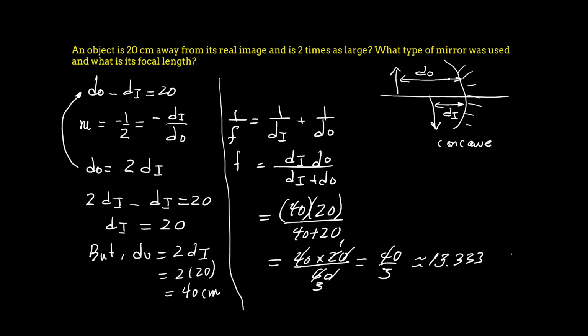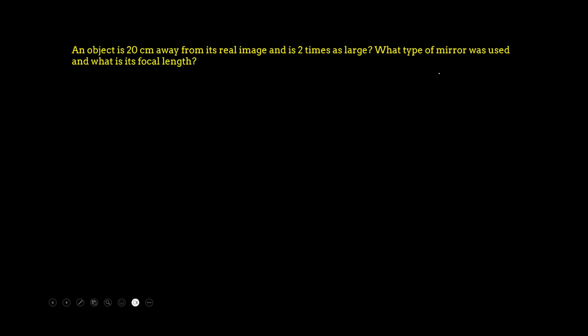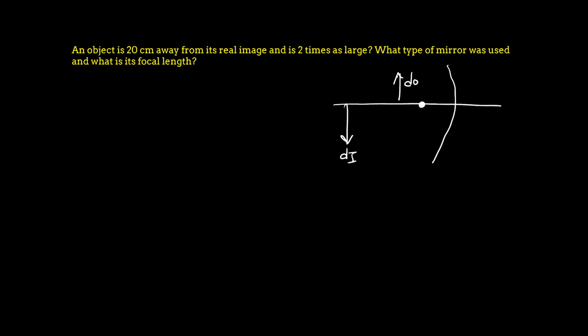Now, this is this configuration. But what if someone comes and says, hey, what if the image is actually on the other side? It's a real image after all. What if I have this situation? Obviously, F is here somewhere. The distance between them is 20 centimeters. Can this happen? Well, let's go ahead and write it out.